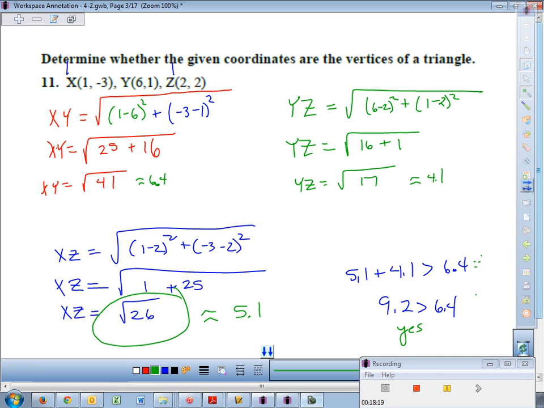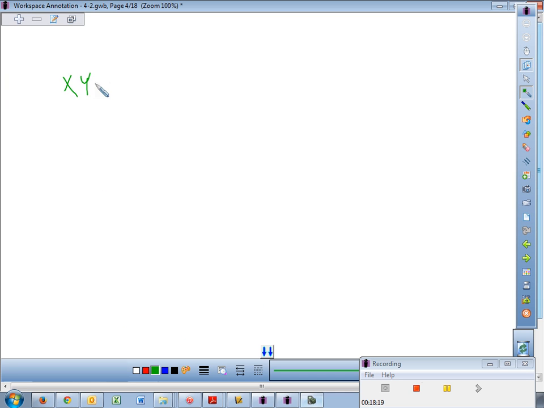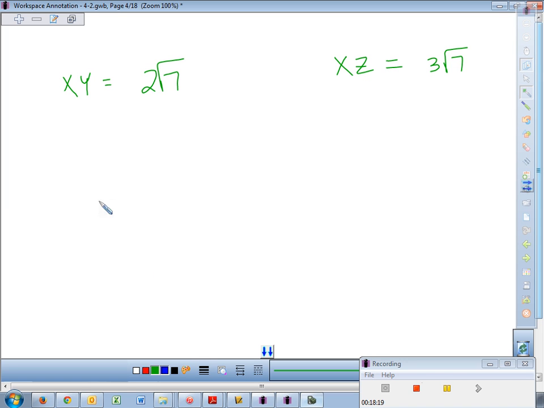Excellent. Now, let's have some fun. What if you got these three distances? Distance from x to y equaled, let's say, 2 square roots of 7, because we could simplify that radical. Distance from x to z turned out to be 3 square roots of 7 when you simplified that radical. And the third distance, y to z, turned out to be 5 square roots of 7 when you simplified that radical.